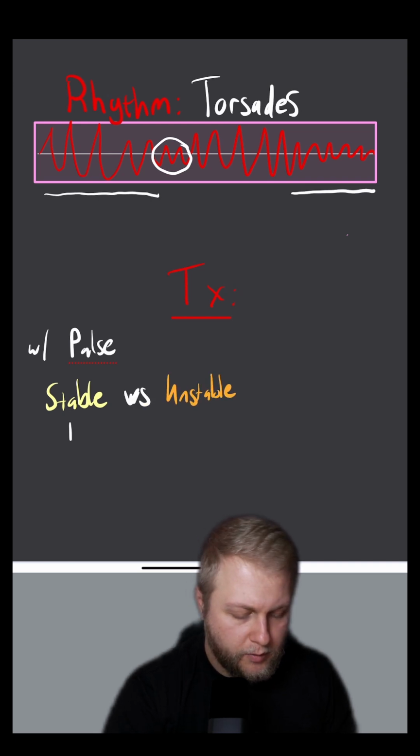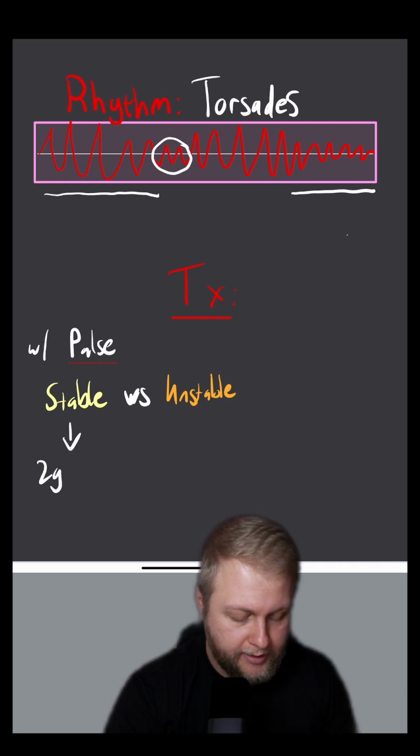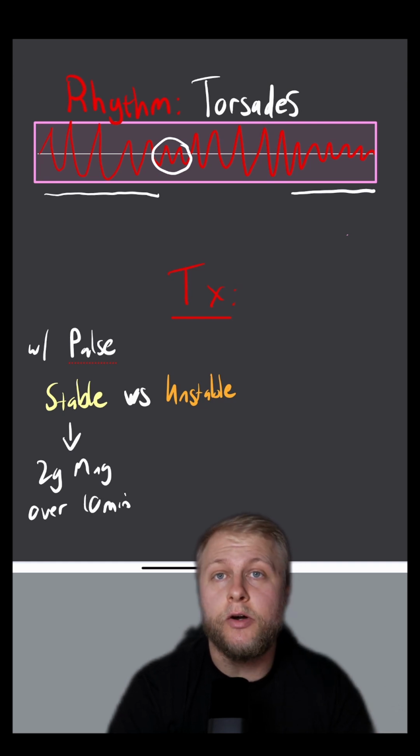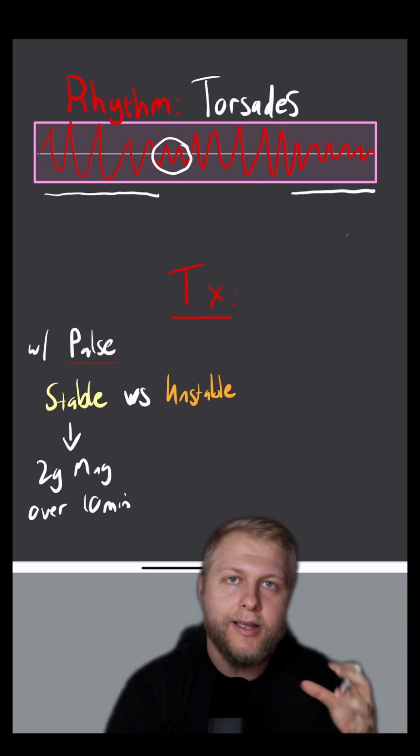For stable, we're going to go ahead and give magnesium sulfate. So we're going to give 2 grams of mag over about a 10-minute window. Now, mag, when it goes fast, can burn, so just warn the patient, hey, it's going to burn a little bit, okay? Now, what is stable on a patient?